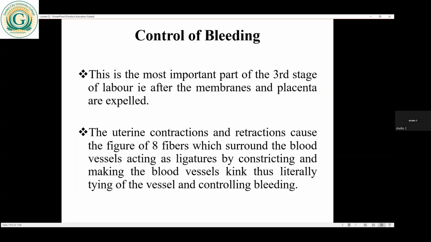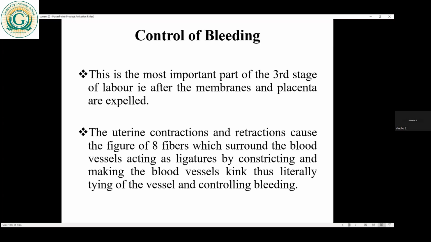Then after the placenta has separated, the next thing is controlling the bleeding coming from the woman. This is the most important part of the third stage of labor. After the membranes and placenta are expelled, the uterine contractions and retractions cause the figure of 8 fibers in the myometrium to surround the blood vessels like ligatures, constricting and kinking the blood vessels, literally tying the vessels up. So naturally, after delivery, the uterus itself controls the blood.